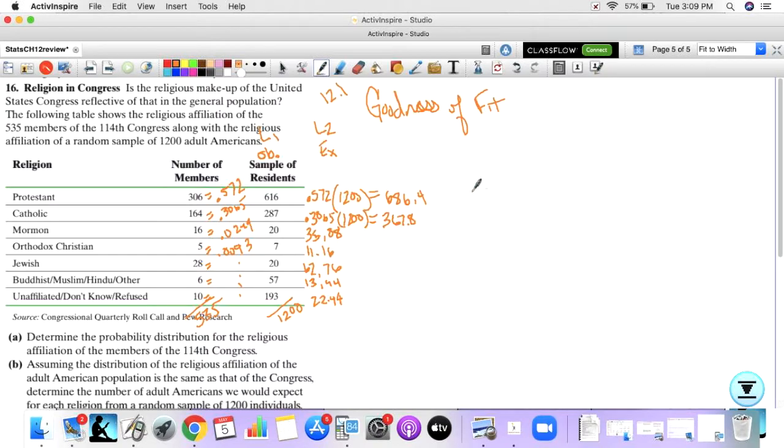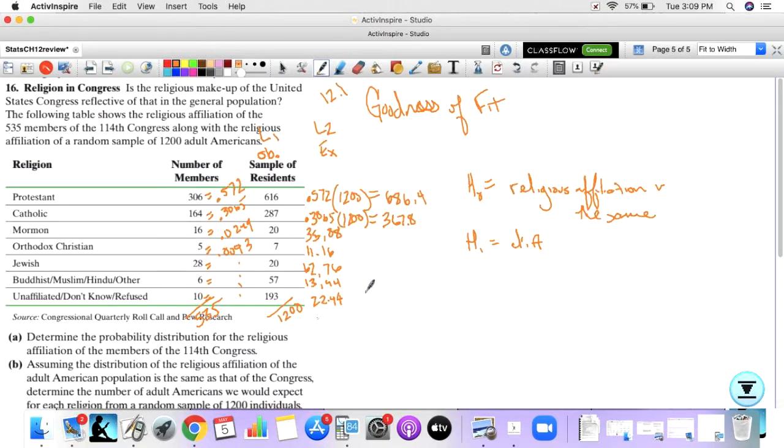Oh, we didn't even write our null and alternative. My bad. Sorry, folks. Our null is going to be that they're the same, right? So we would write that religious affiliation is the same. And our alternative is going to be that they are different.